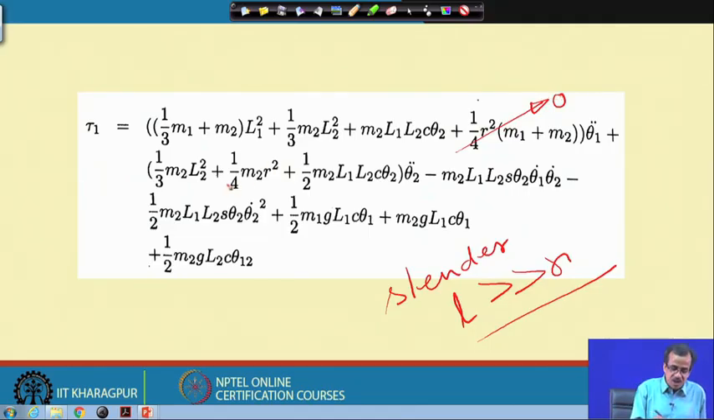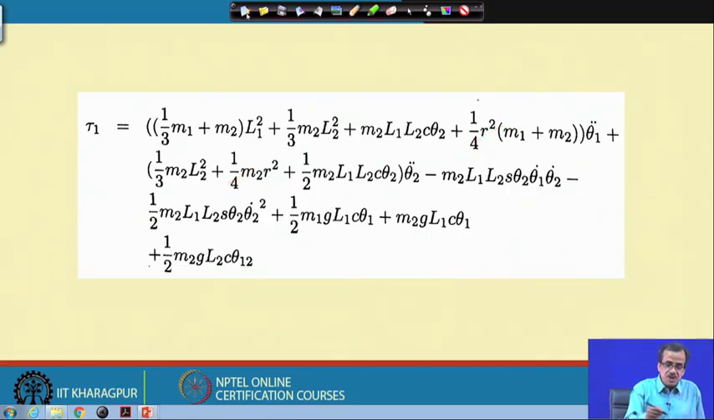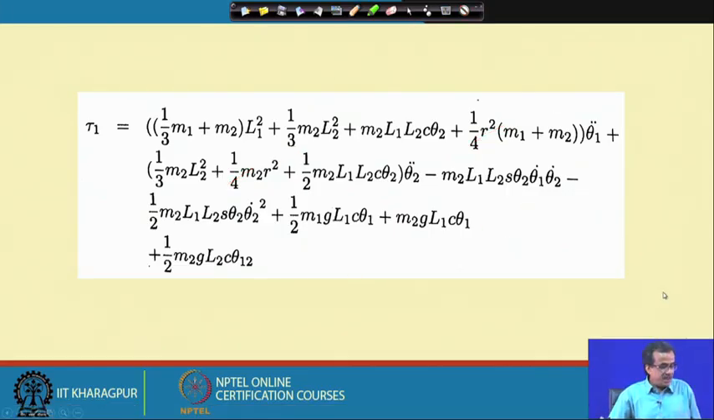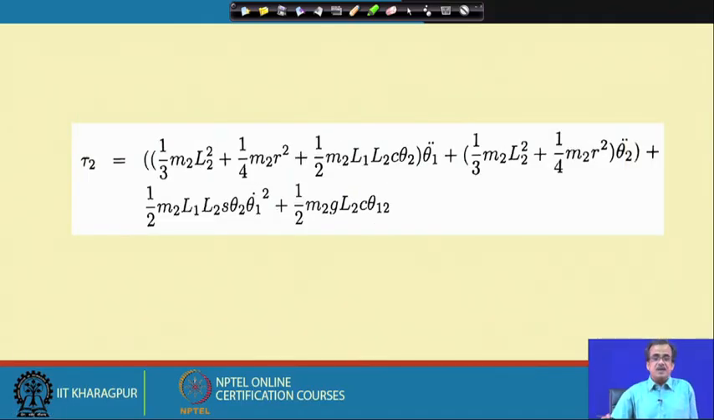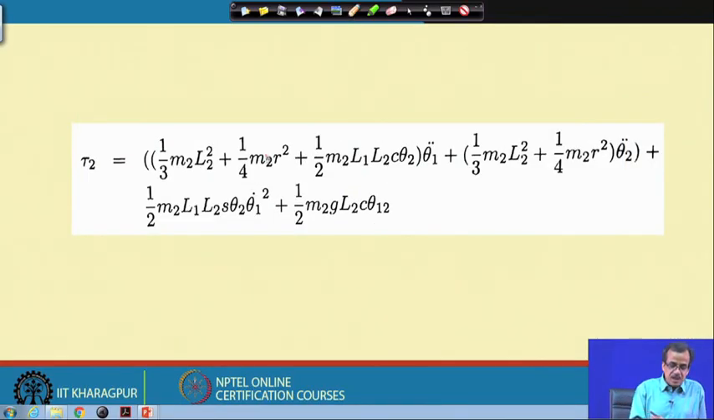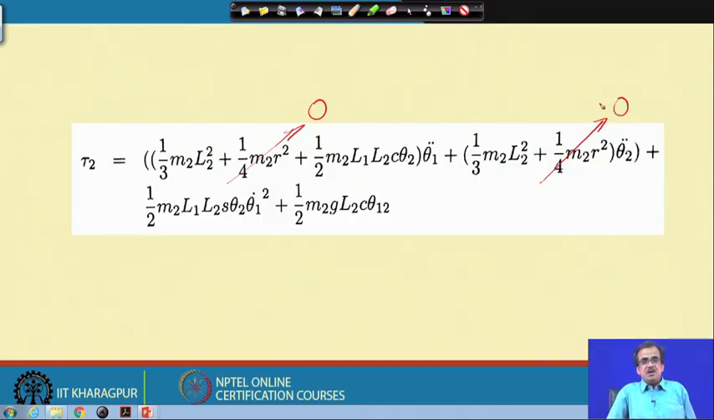Similarly, here there is another R square term. So, this will also tend to 0 if you consider the slender link, and the expression for tau 1 will become simpler. But here you will not find any such terms involving R or that type of thing. So, this is the way we can make it simple by considering that the links are slender. Similarly, here if you consider the slender link, this term will tend to 0. Similarly, here there is another term which will become equal to 0. So, the expression for this particular tau 1 and tau 2 will become simpler.